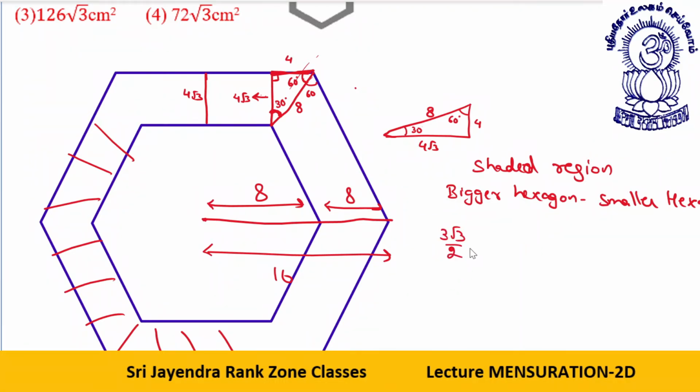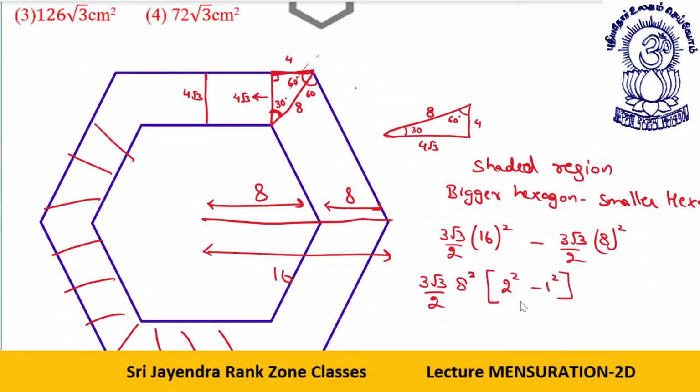What is the bigger hexagon? 3 root 3 by 2 into 16 square. The smaller hexagon is 3 root 3 by 2 into 8 square. So I take 3 root 3 by 2. From here I take 8 square common. What I will be left with is 2 square minus 1 square. This is 3. 3 into 3, 9. Or should I write it as 3 into root 3 into 64. 8 square is 64 into 3 divided by 2. This will cancel to give me 32. 32 into 9, 288.